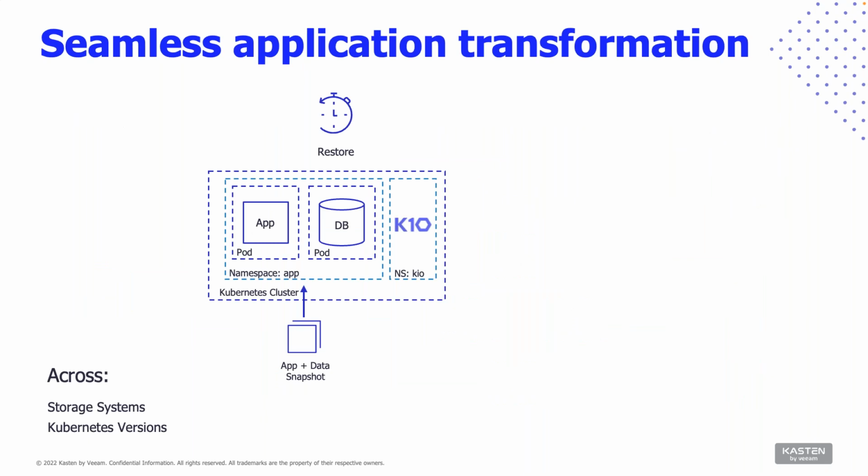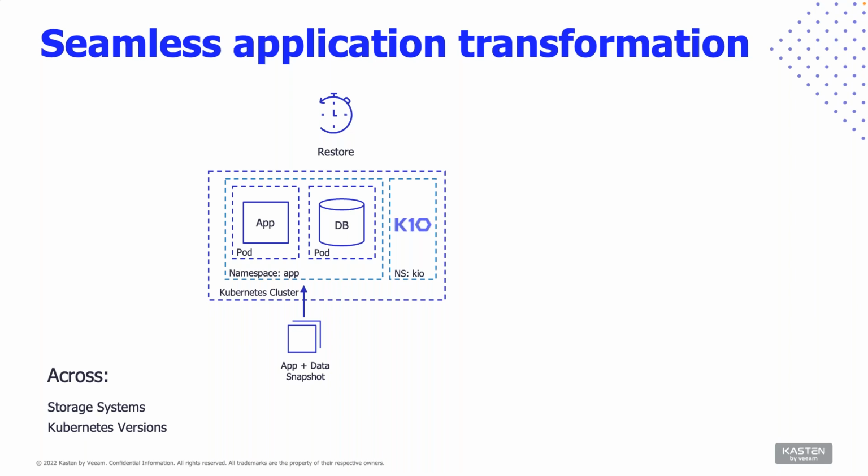Now let's look into application mobility. Right now on the screen, you can see there's one set of containers running on top of one of the Kubernetes clusters. You create a namespace called app. Inside this namespace of app, it consists of two pods. One pod is app, another pod is DB, right?